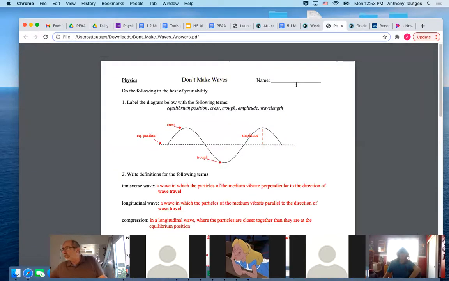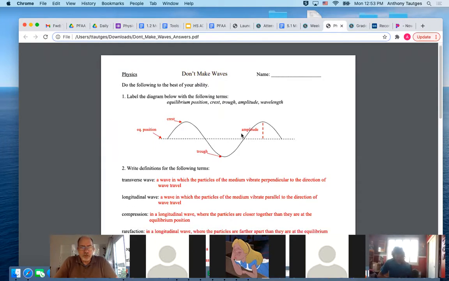That which is what I call don't make waves. So the first one, the following terms, equilibrium position, that's the rest position, okay? The dashed line, crest, trough, and amplitude. Ooh, I forgot wavelength. Wavelength is the distance from crest to crest. I'll have to fix that. Wavelength is the distance from crest to crest. All right, so I guess I missed that on here.